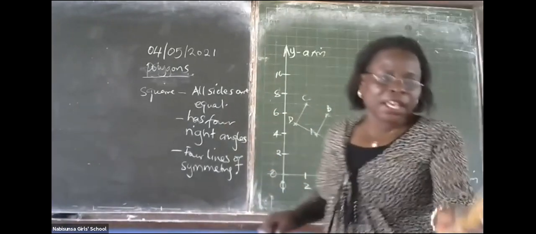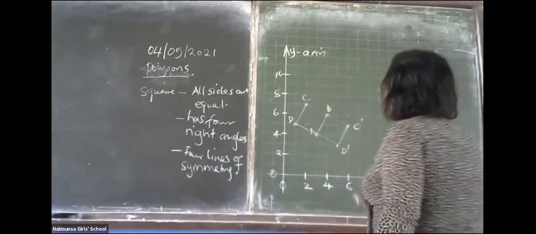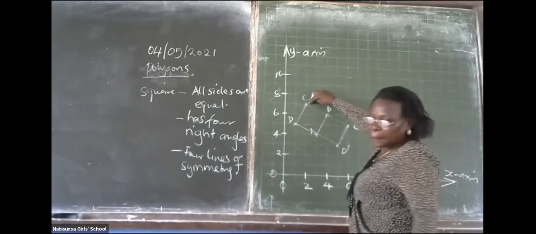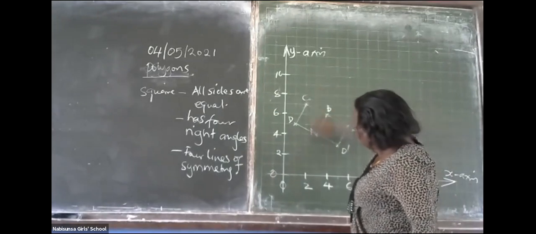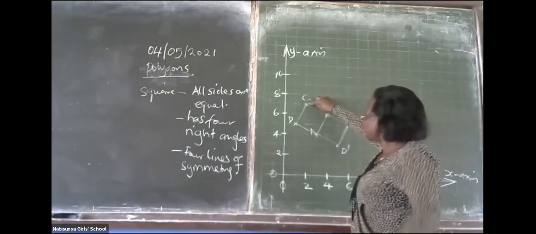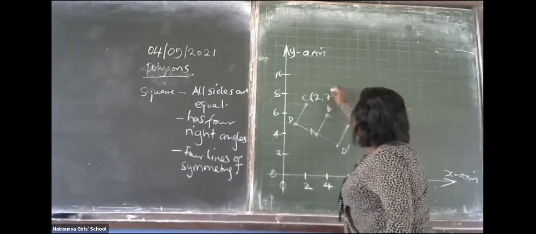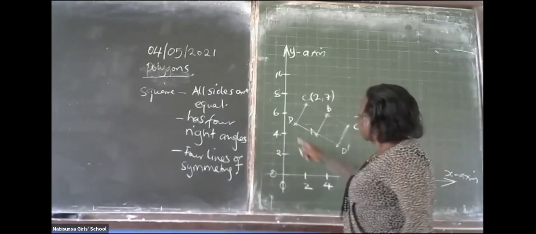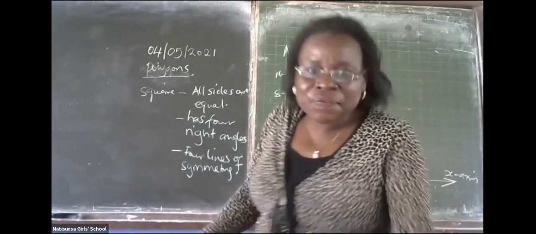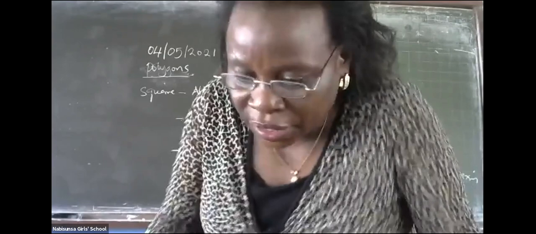Can you give me the coordinates of point C? Yes. 2, 7. The coordinates of D.